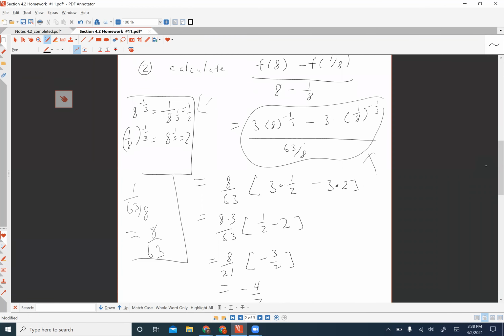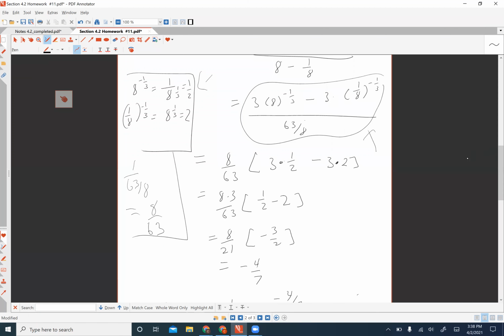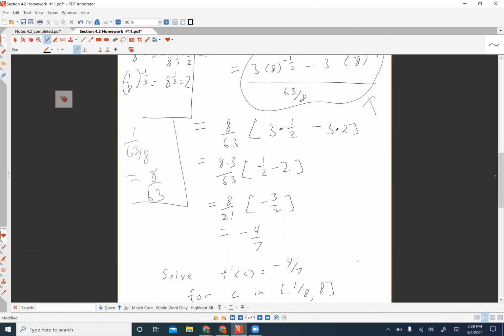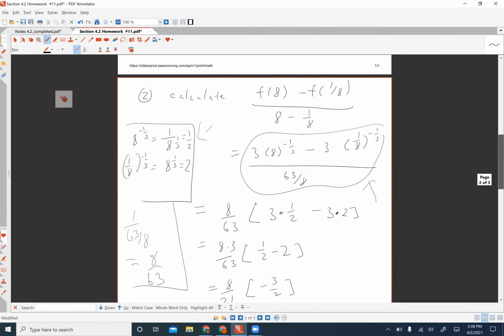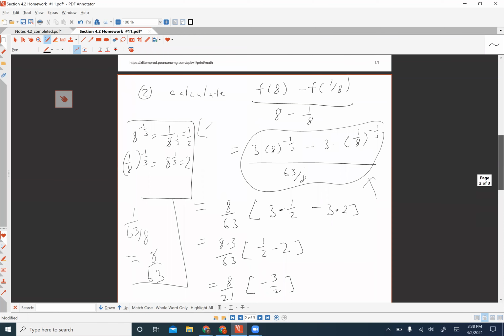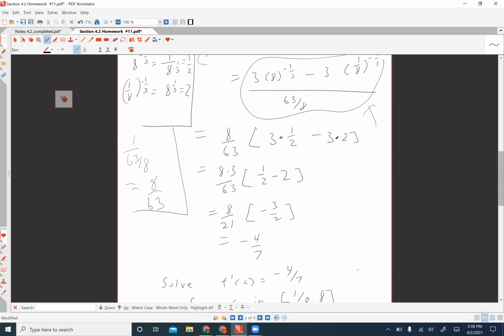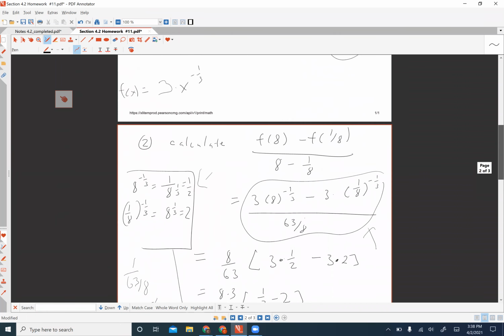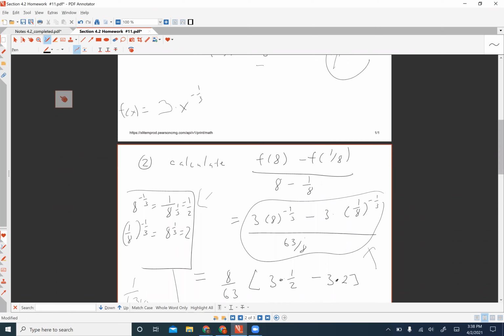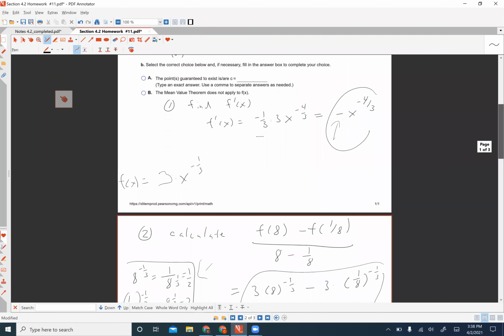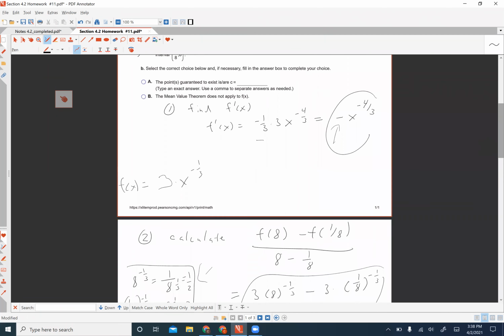Let's try not to make a mistake, which is easy to do. Just factor out the 3. So it's 8 times 3 divided by 63, times 1/2 minus 2, or 8 over 21 times negative 3/2, or negative 4/7. Okay, so the quotient f of 8 minus f of 1/8 divided by 8 minus 1/8 is negative 4/7. And we know the derivative function is negative x to the negative 4/3.